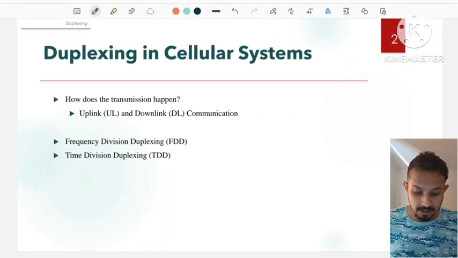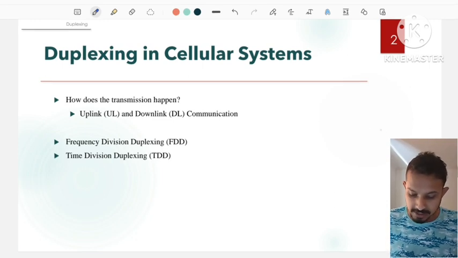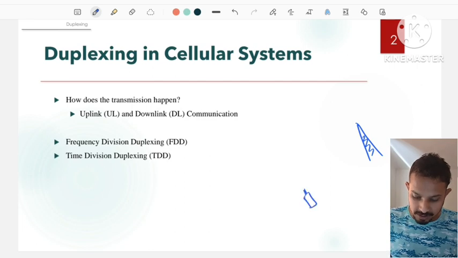Duplexing in a cellular system allows two-way communication between devices, that is from the mobile user to the base station or from the base station to the mobile user. Or we can say it is the ability to simultaneously transmit signals from the mobile and from the base station. If we consider an example, there is a base station here and the mobile user is present there.